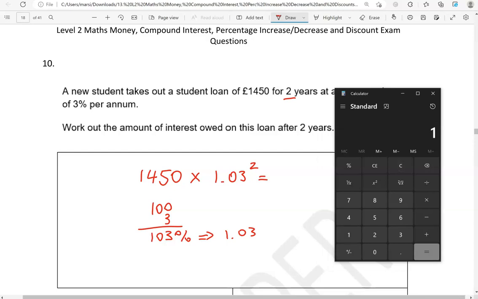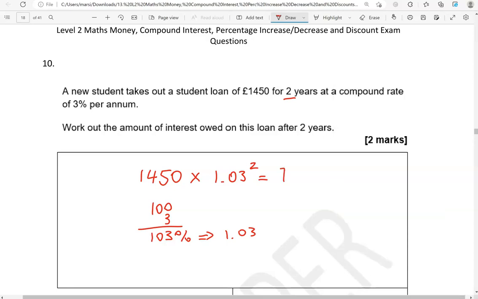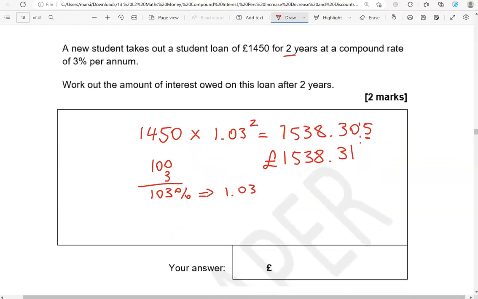Using a calculator, 1,450 times 1.03 times 1.03 gives us 1,538.305. So that is £1,538 and 31 pence, because this is a 5, so that tells us we need to round up. So that's the total amount to be paid back.